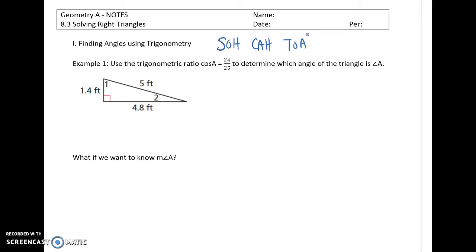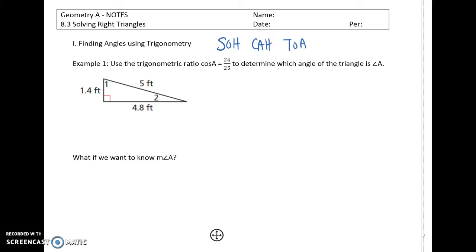Let's just look at example 1 and see, with the information I have right here, cosine A equals 24 over 25. What if I want to find which one is angle A? How do I do that? Because today we're going to be focusing on how to find the angle, right? Is angle 1 or angle 2 A?